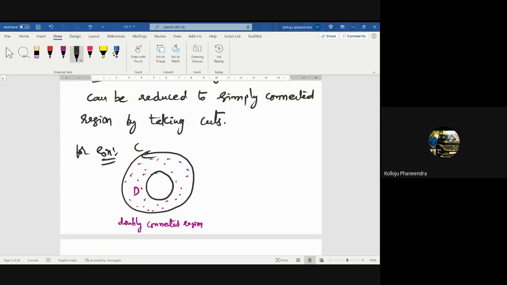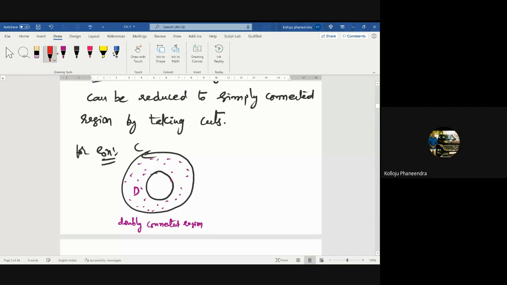simply connected? See, simply connected domain means which does not contain a hole. Remember this point. Now I'm taking what? There is a cut. I'm cutting with a scissor. Here I'm cutting. This is a cut. Then what is the shape of the figure? Okay, let me show clearly.